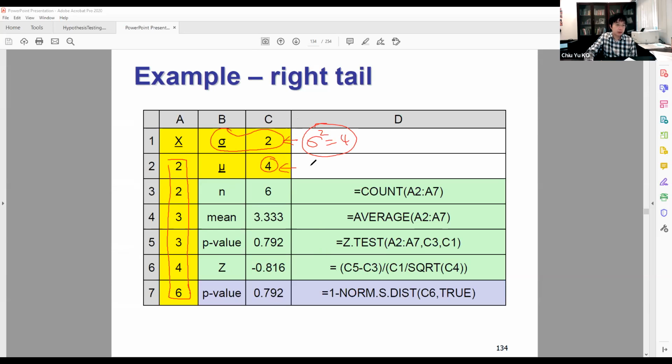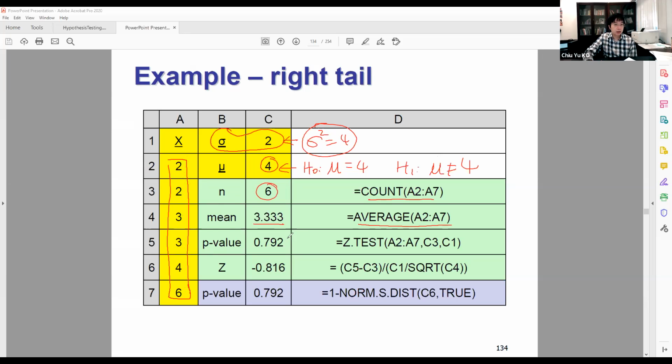It comes from H null, right? So you want to see whether mu is equal to 4. H1 is mu not equal to 4. And the sample size is 6, so this is counting from A2 to A7. And the mean will be the average of those, so 2 plus 2 plus 2 plus 3 plus 3 plus 4 plus 6 divided by 6.